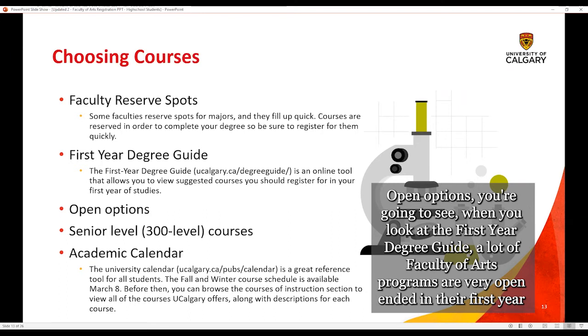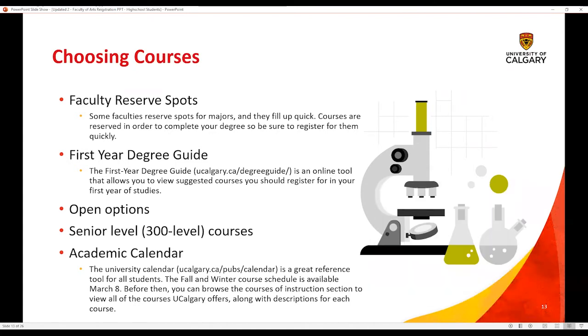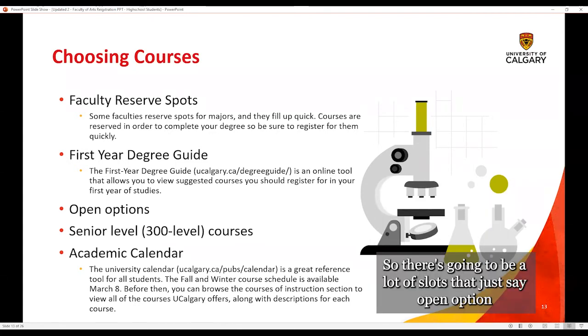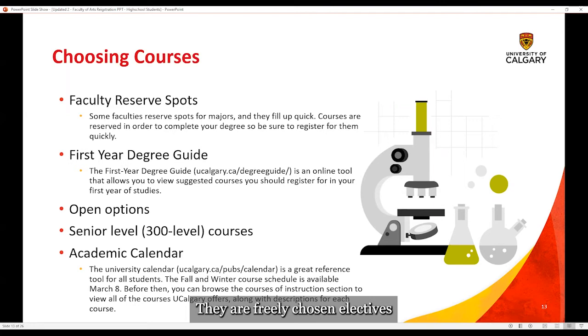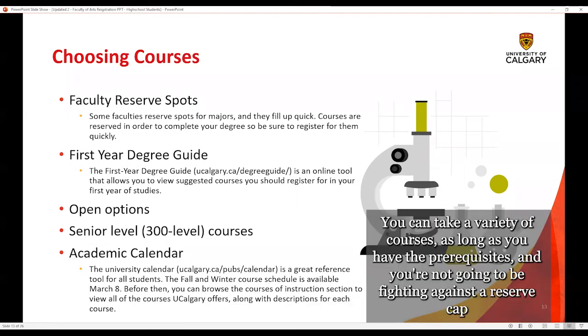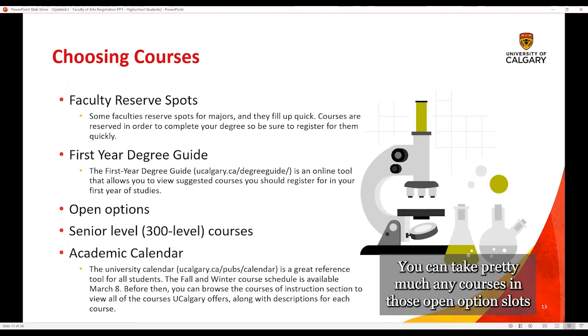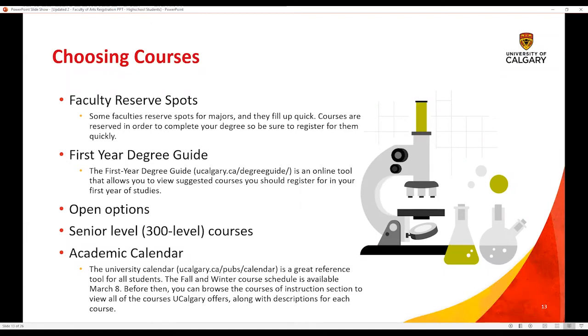Open options, you're going to see when you look at the first year degree guide, a lot of Faculty of Arts programs are very open-ended in their first year. So there's going to be a lot of slots that just say open option. You can click on that in the first year degree guide and get a lot of additional information. All they are is freely chosen electives. You can take a variety of courses, again, as long as you have the prerequisites and you're not going to be fighting against a reserve cap. You can take pretty much any courses in those open options slots.